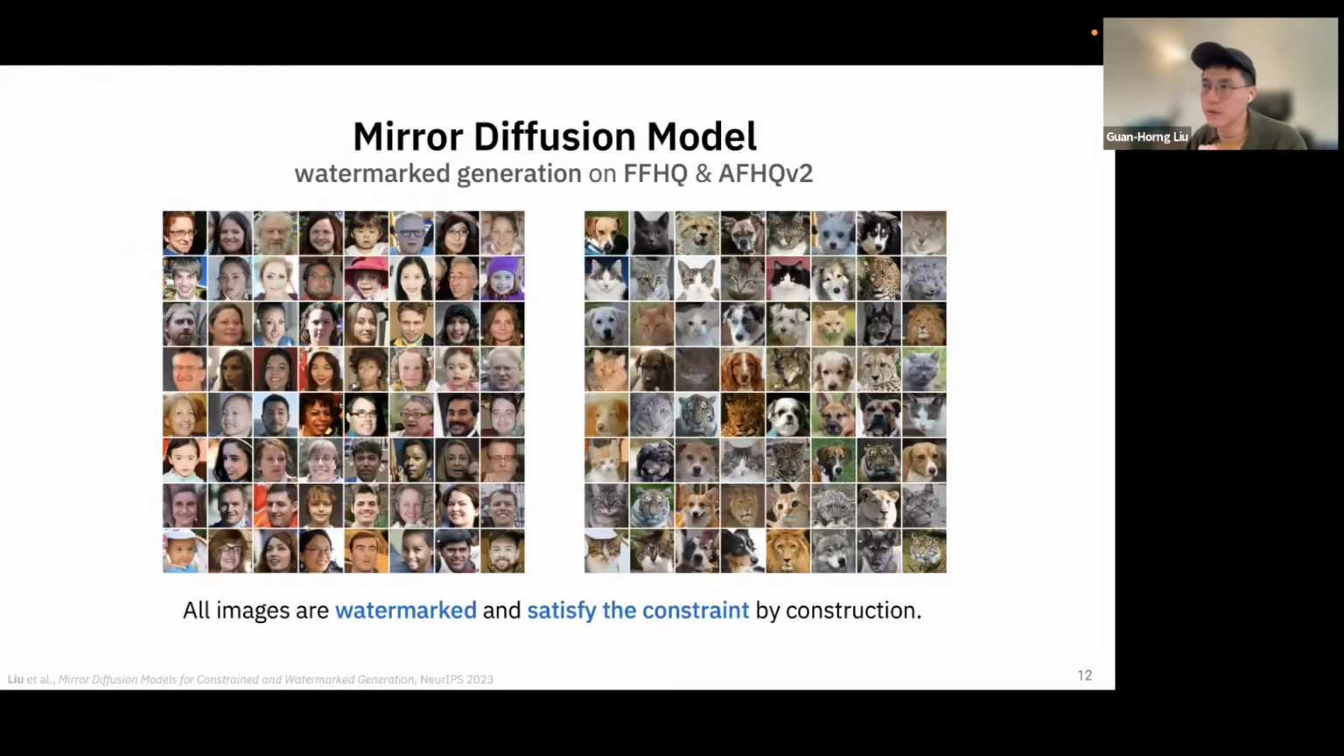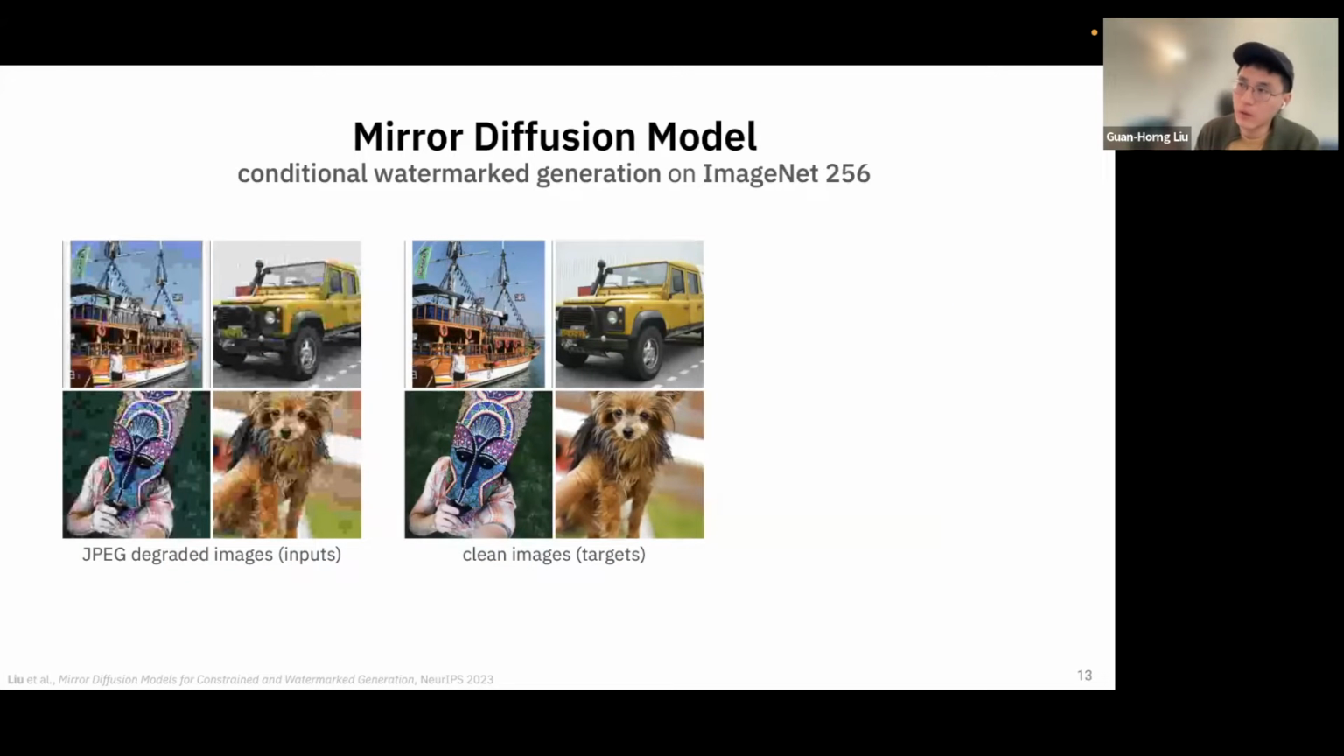So here are some examples of the watermarked images generated by a mirror diffusion model. On both FFHQ and AFHQ, the generated images look identical to standard images, despite all of them being watermarked. We can also evaluate mirror diffusion on conditional watermark generation on ImageNet. Here are some examples of ImageNet at a resolution of 256. Specifically, we consider JPEG restoration, where the goal of this conditional sampling is, given a degraded low-quality image on the left, to restore the corresponding clean image in the middle.